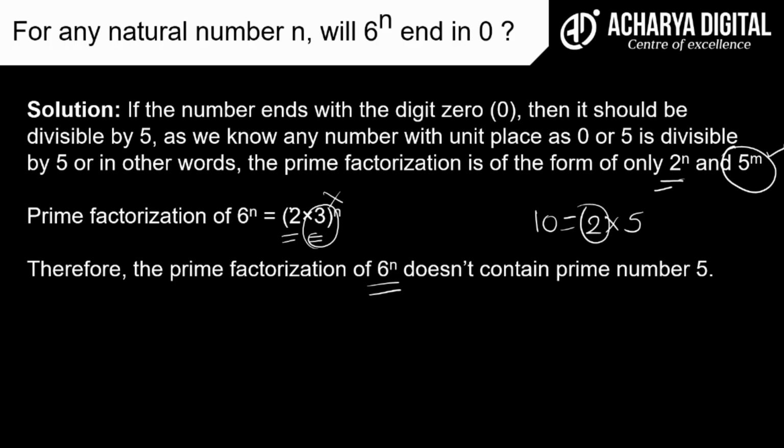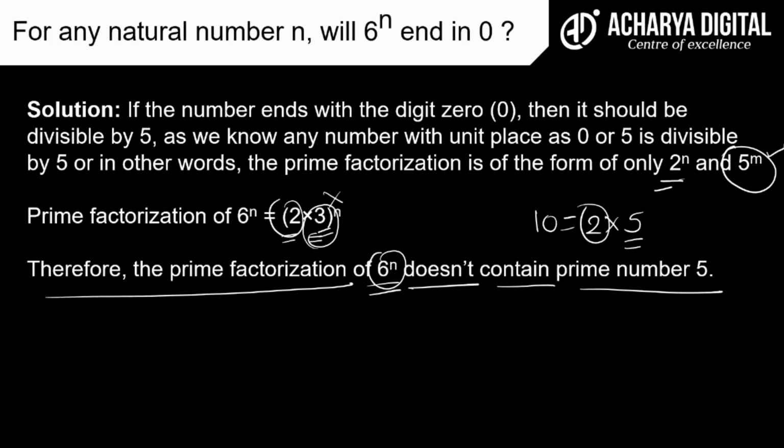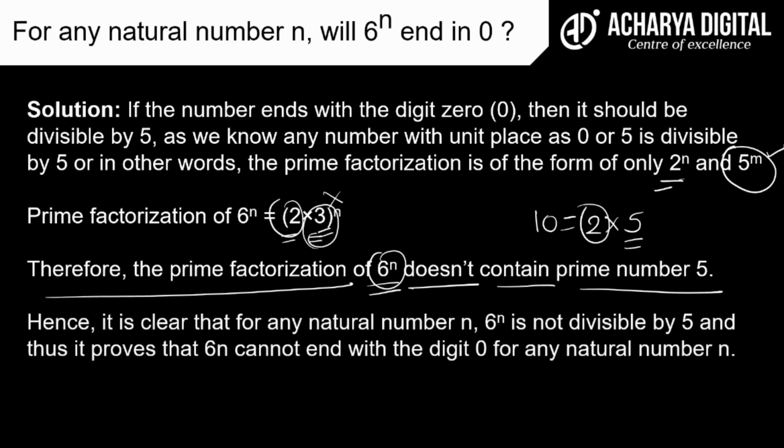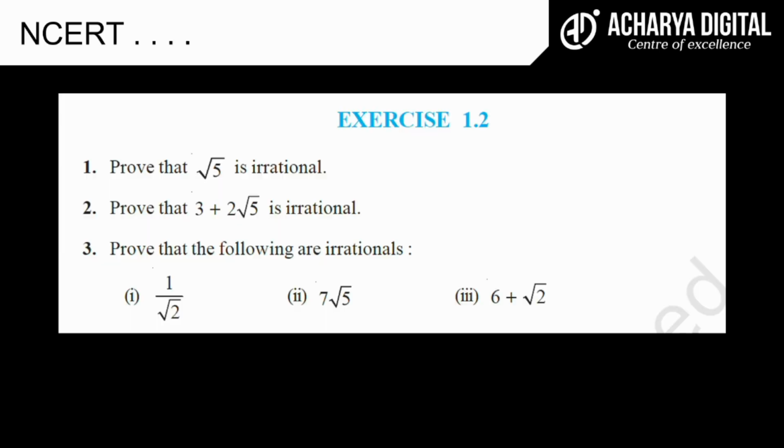I have 2, but I don't have 5. I have 3 instead, which is not okay. So that's why the given number 6 raised to n doesn't contain the prime number 5. So of course, because of that, it won't end with 0.